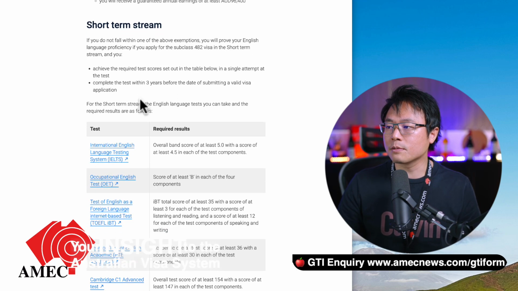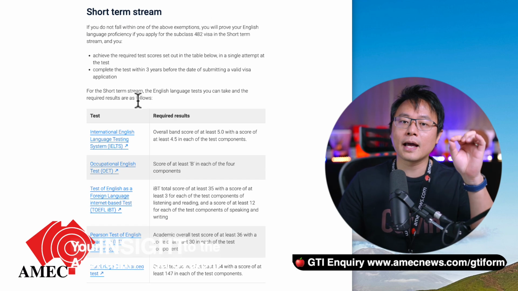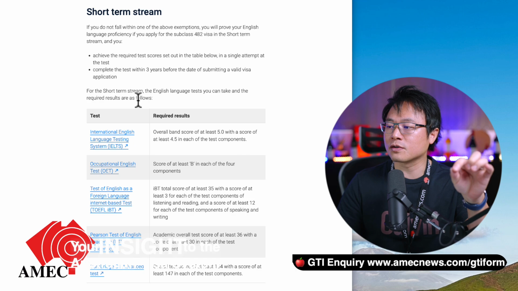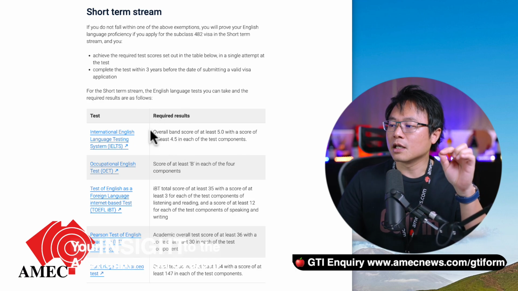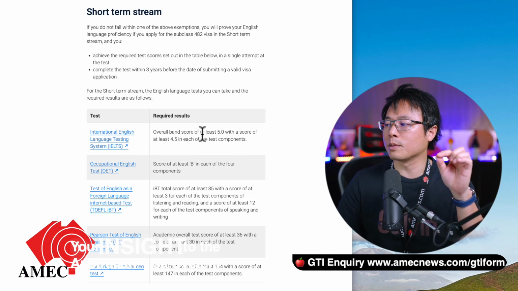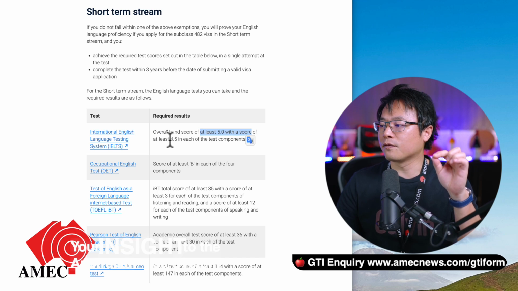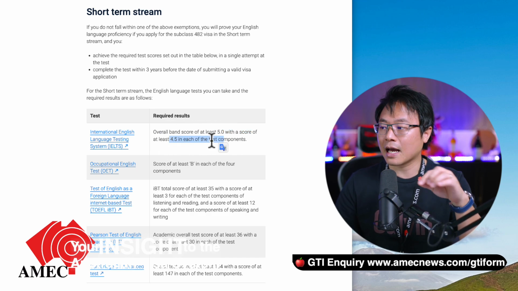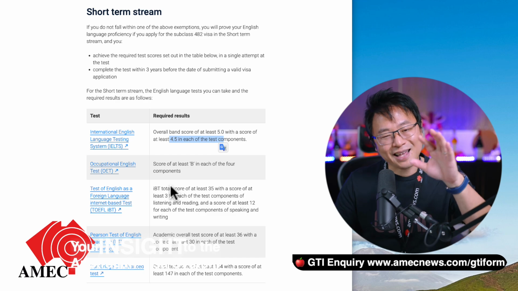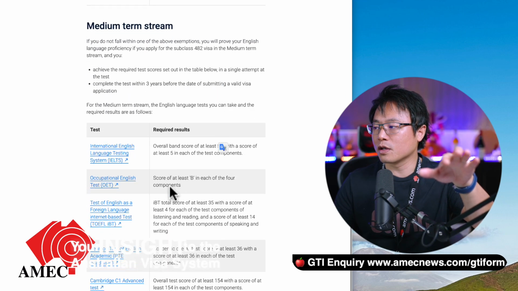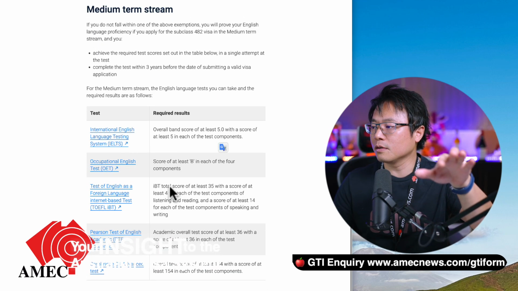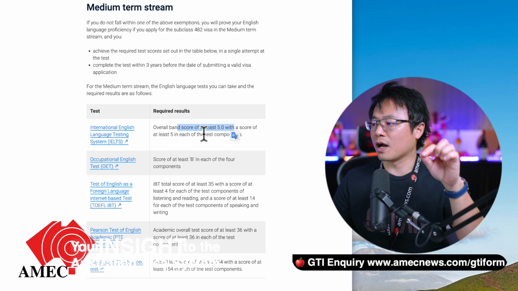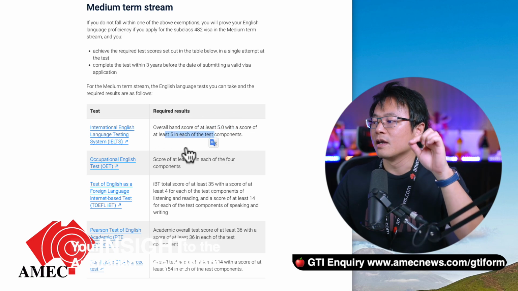All right, the short-term stream. The short-term stream has a lower English proficiency requirement. As you can see, the IELTS requirement will be overall 5, with at least 4.5 for each band. But that's not much of a difference, because if we jump into the medium and long term, the score is 5 as well, with at least 5 in each component.